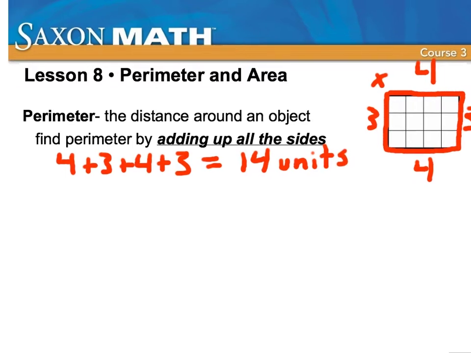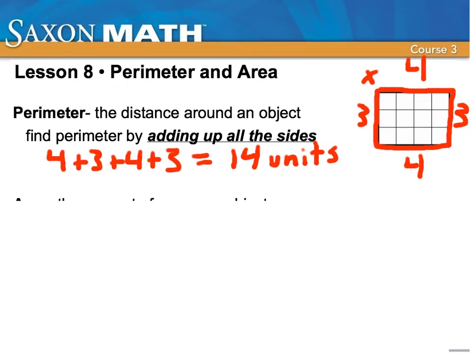We can check that real quick. If I start at my X, I go 1, 2, 3, 4, 5, 6, 7, 8, 9, 10, 11, 12, 13, 14 units around the outside. So that's what perimeter means. Perimeter is kind of like fencing. Pretend that this picture right here is a garden, and perimeter is like the fence you want to set up around the outside of it.